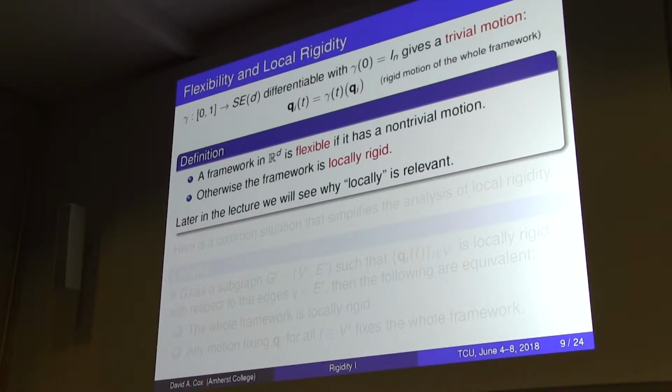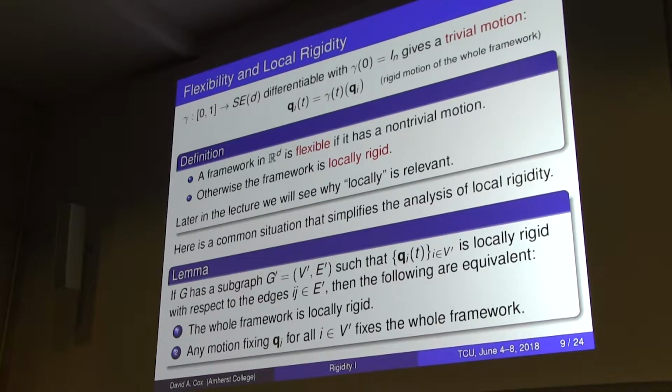And so the definition is that a framework is flexible if it has a non-trivial motion, and otherwise, if it has no non-trivial motions, we call it locally rigid. So I can't move it just a little bit. I might be able to do something far away that has the same edge lengths I care about, but I can't get from one to the other by these continuous motions. And so that's why there's a difference between globally rigid and locally rigid.